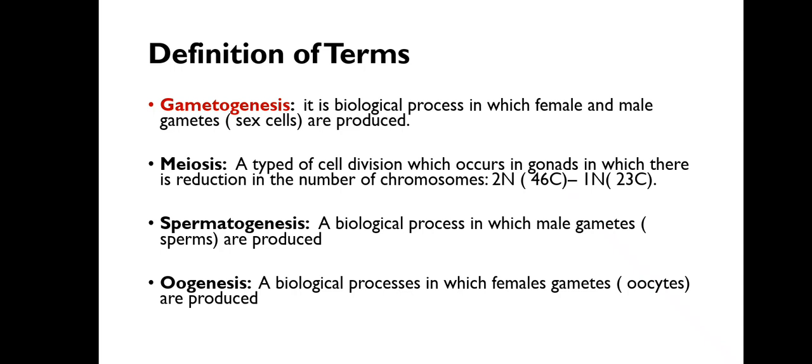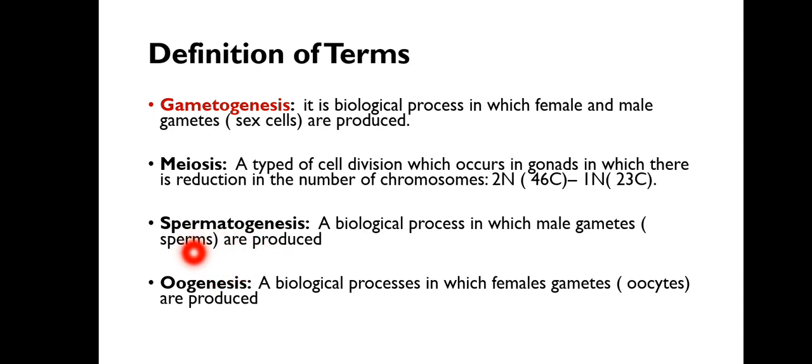Now, you also come across the concept of spermatogenesis. Remember from the introduction I said that gametogenesis involves the production of female and male sex cells. If you are talking about males specifically, the process of forming gametes in males we call spermatogenesis, because we are producing sperms. No wonder we are saying that spermatogenesis is a biological process in which male gametes, or sperms, are produced. But what about in females?